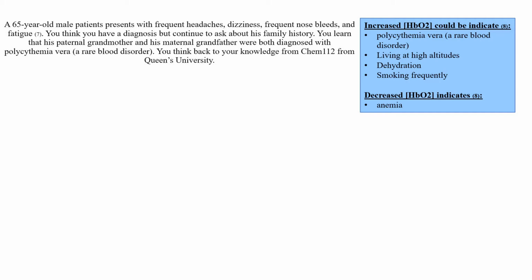If your hemoglobin is below the acceptable range, you would be considered anemic and have a low red blood cell count. However, if your levels are above the acceptable range, then you could be diagnosed with a blood disorder, which is rare. Or other factors could be contributing to this result, including living at high altitude, smoking frequently, or you could just be dehydrated.